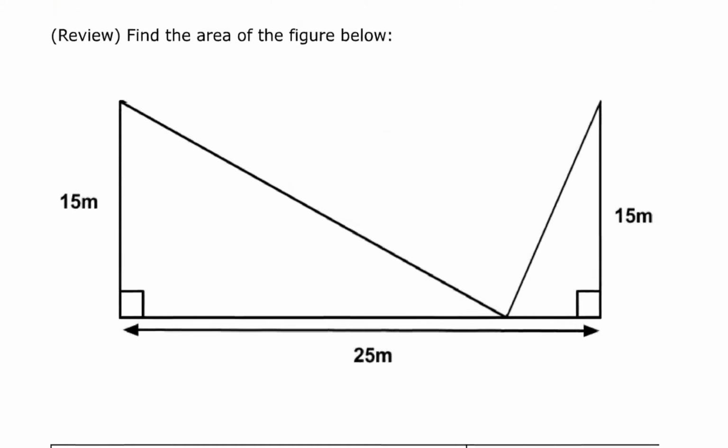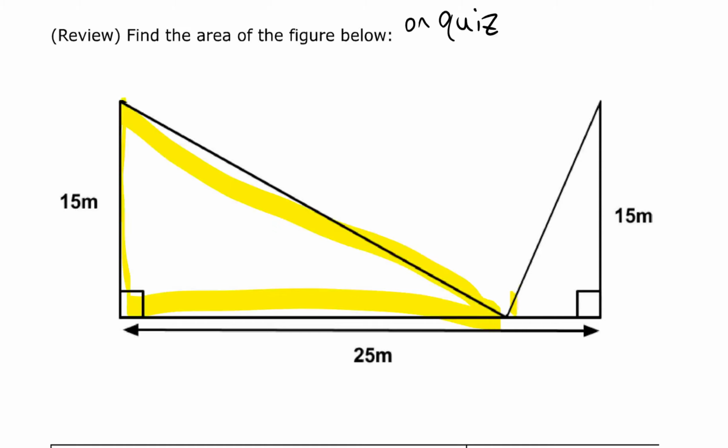There's a problem very similar to this one on the quiz. So I'll put on quiz, very similar to this one. And what it is, obviously, is 2 triangles. We can highlight those triangles here and here. So we have 2 triangles, and we know that the area of a triangle is 1/2 base times height. The only issue is, I don't know what the bases are for these 2 triangles. I know that the entire bottom is 25 meters, but I have no idea what those bases are. So we're going to have to figure out how to get around that.